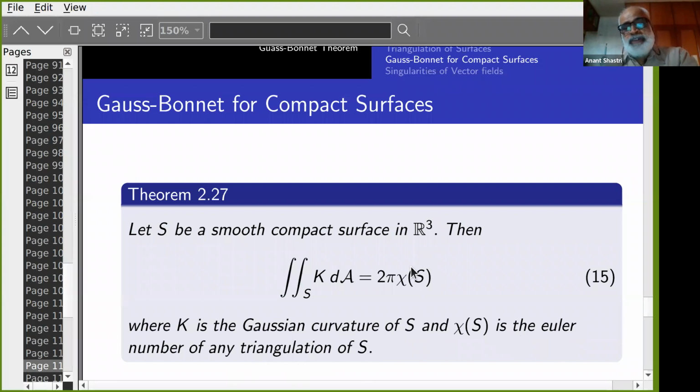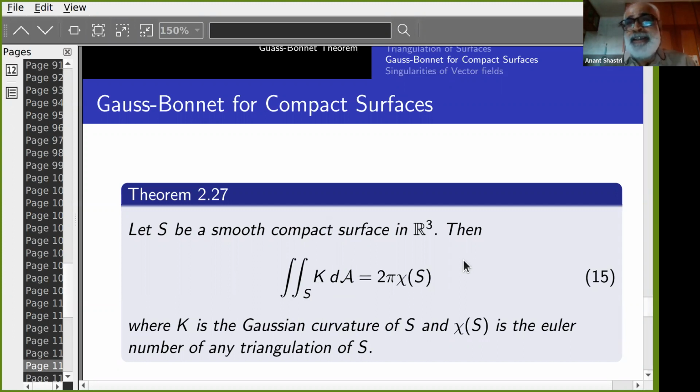Okay, so once I state it like this, I can use chi-S. Now, any triangulation of S. Once you prove this formula, it will follow that for all triangulations the number is the same, because the left-hand side hasn't changed. It doesn't depend upon how you cut the surface, what triangulation you take has nothing to do with the K here. So once we prove this one, we are done.